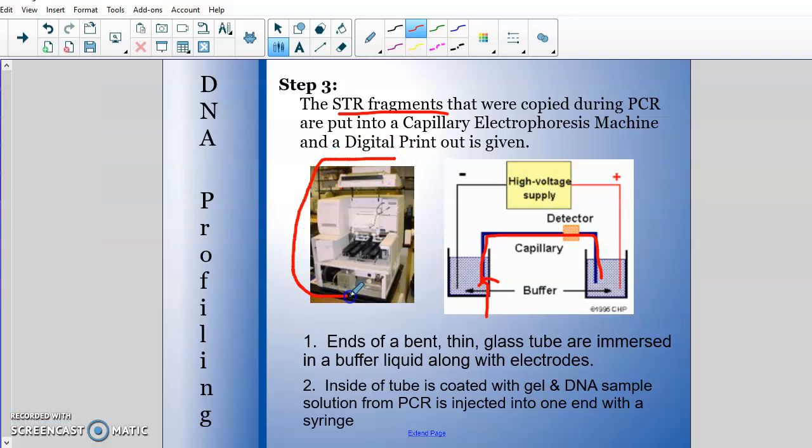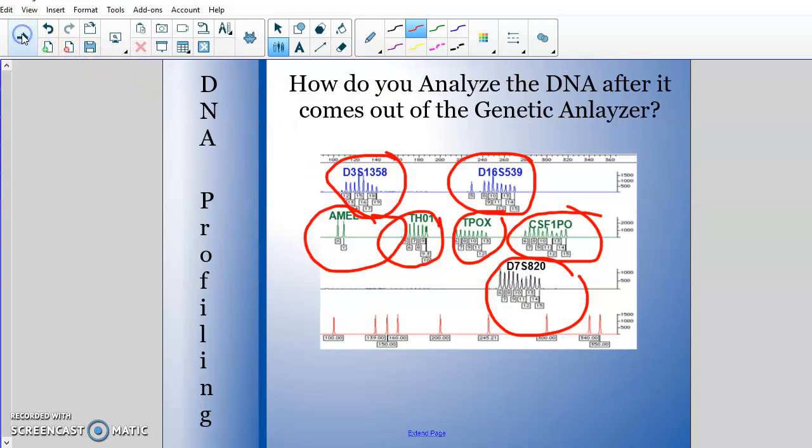And this is what a genetic analyzer looks like right here. The genetic analyzer has the capillary electrophoresis machine inside of it, right? So they insert the DNA here, it runs through the capillary tube using electricity, and it goes by the laser detector. The detector detects the fluorescent primers that were added during PCR, and it creates a printout that you are able then to read.